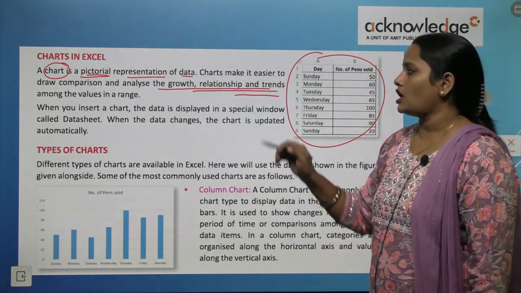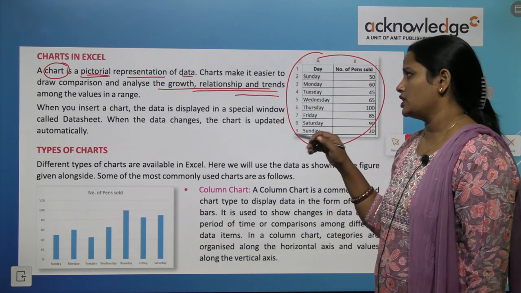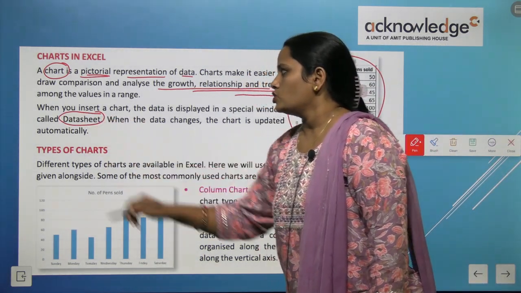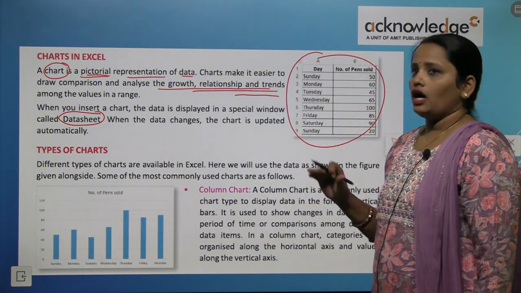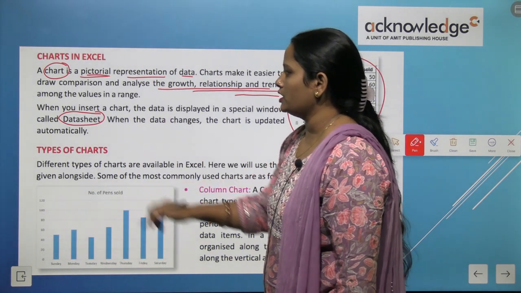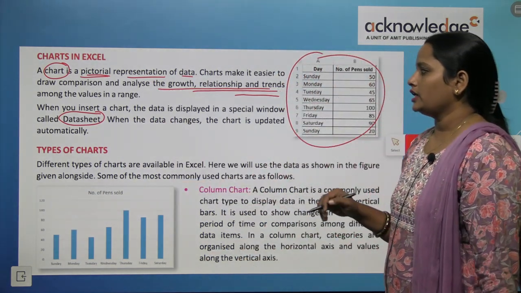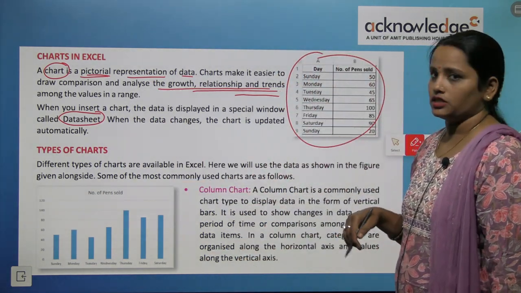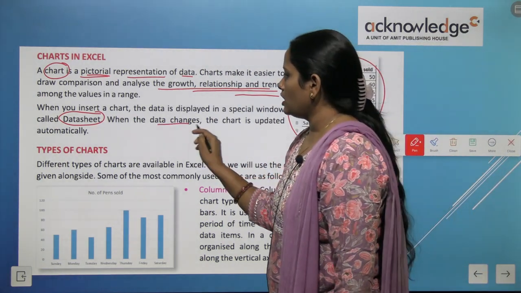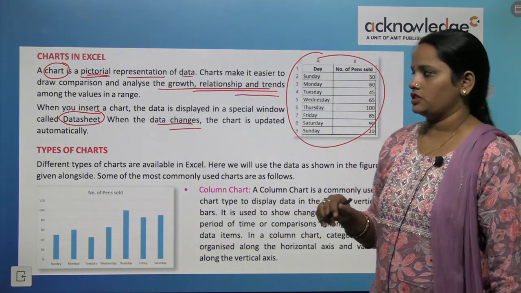When you insert a chart, the data is displayed in a specific window called data sheet. So whenever we make a chart, a specific window is used and what is that called? It is called data sheet. When the data changes, the chart is updated automatically. So whenever we change the data, the chart is updated.